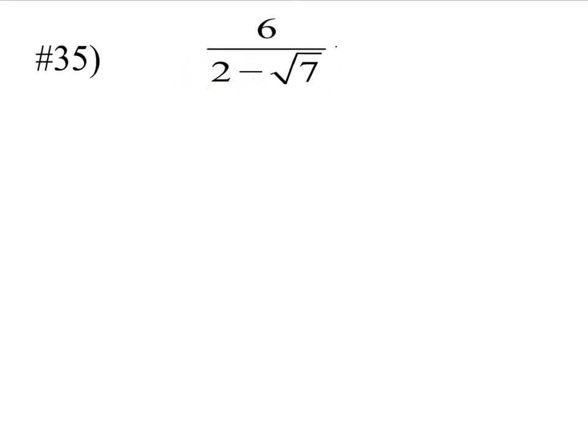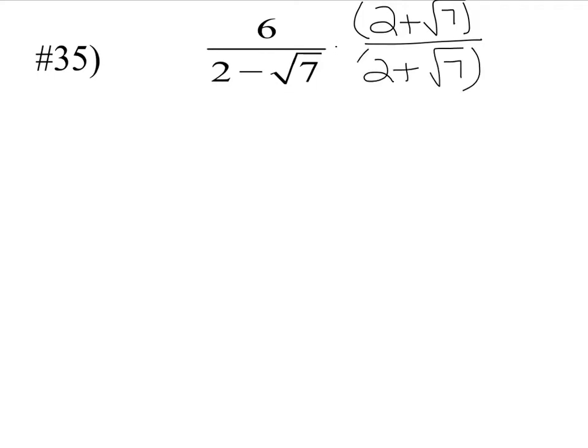So when I multiply by the conjugate, I'm going to say 2 plus the square root of 7 over 2 plus the square root of 7. So notice it's the same as the denominator. The only difference is that middle sign is different. I changed it from minus to plus.